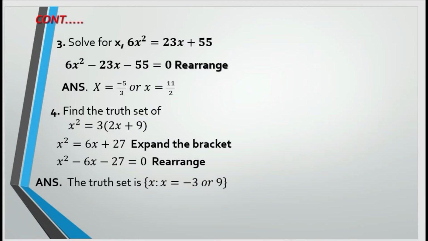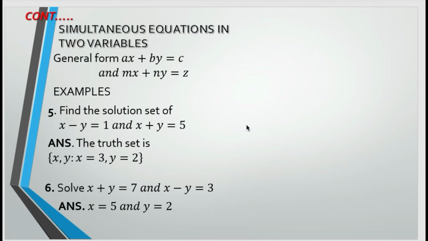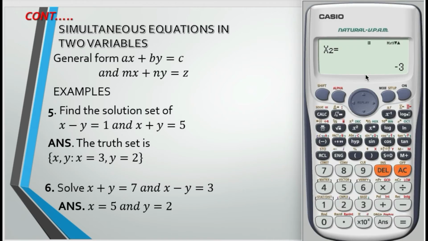Let's take the next equation. So this is under simultaneous equations. How to use the calculator to solve the simultaneous equation. And make sure you clear the calculator by pressing mode and 1, so as to go back to your normal mode. Now the general equation is also ax plus by equal to c and mx plus ny equal to z. So these are two different equations. When you talk about simultaneous equations, it means whatever this one is equal to, this one will also be equal to the same.